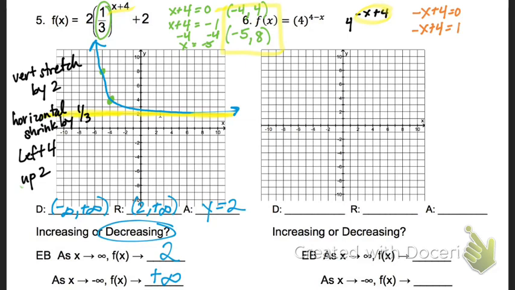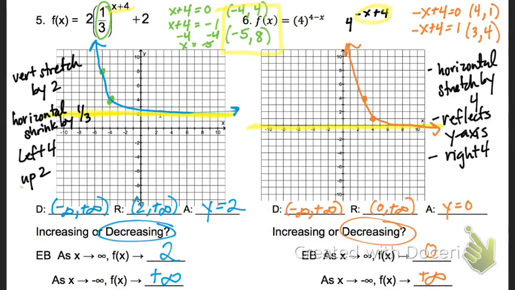So try number 6. I want you to do the whole thing, including the transformations. So the 2 points that you choose are 4 and 3. And then when you plug those in, you get a y of 1 and 4. Okay, let's go to the next page.